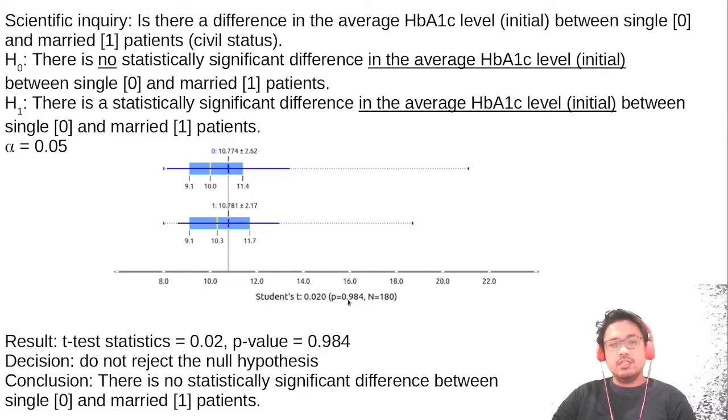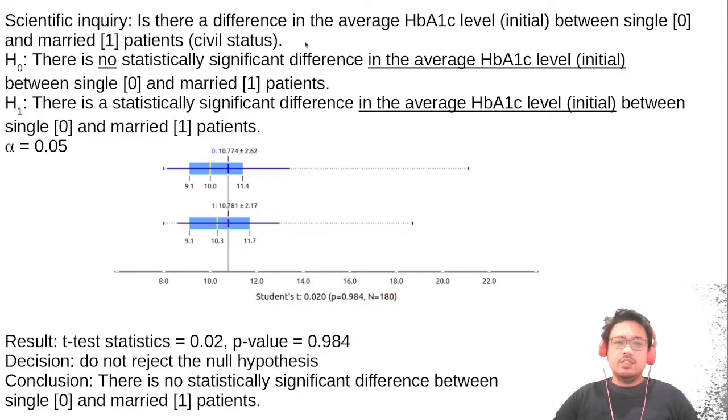The p-value we got is 0.984. It is bigger than our alpha of 0.05. Our decision is to not reject the null hypothesis. It means that the null hypothesis is true. We conclude that there is no statistically significant difference between single and married patients in terms of average HbA1c level initial.